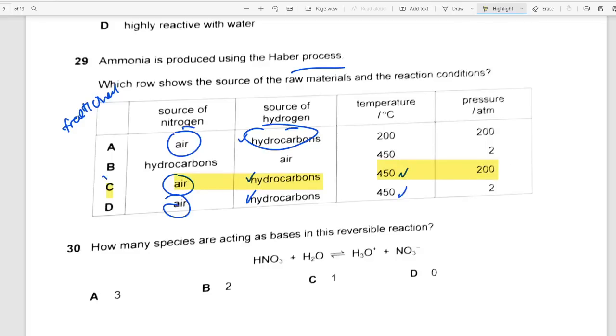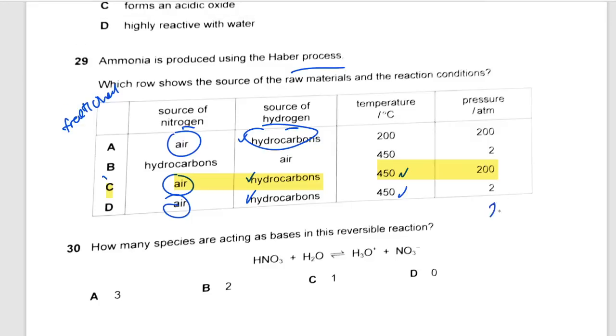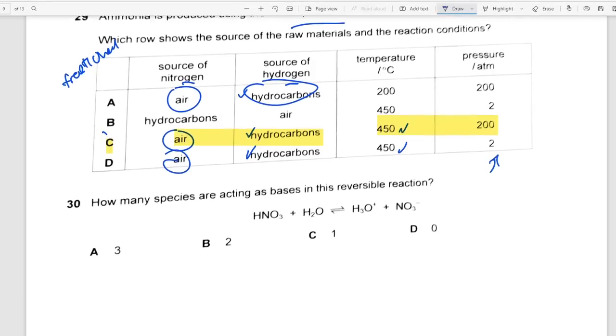When the pressure is 2 atmospheric pressure, it is actually how we produce sulfuric acid. If you know the sulfuric acid, it's the contact process. So the only time we use pressure 2 is the contact process. So that's how you know this.